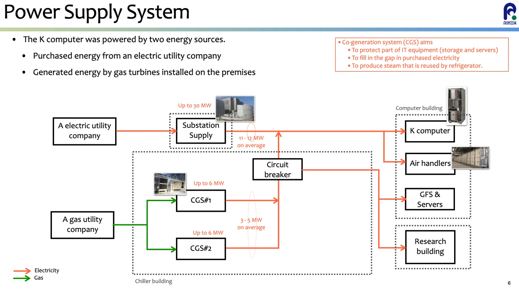First, the purchased energy is received by the substation. The substation can receive up to 30 megawatt electricity from a utility company. Actually, during the period, it supplied 11 to 12 megawatt on average. On the other hand, there are two CGS. One CGS gas turbine engine can generate up to about 5 megawatt electricity. During the service period, they usually worked alternately. When one CGS is in active state, the other one is on standby.